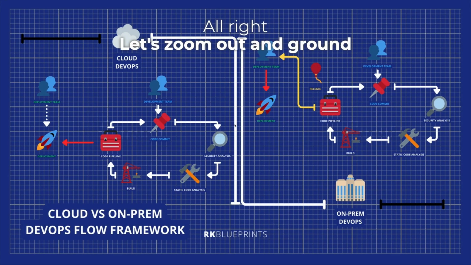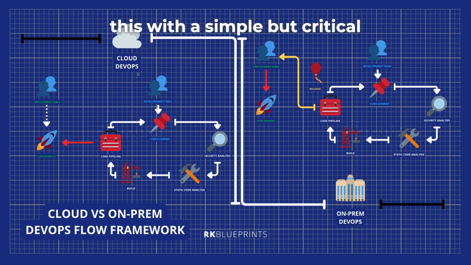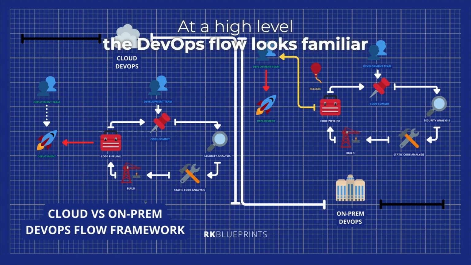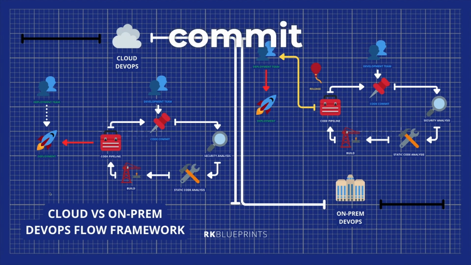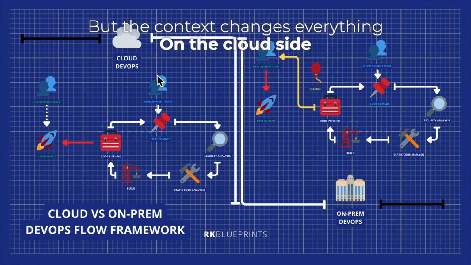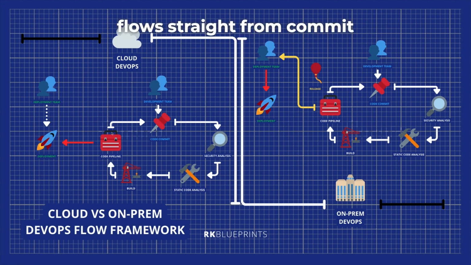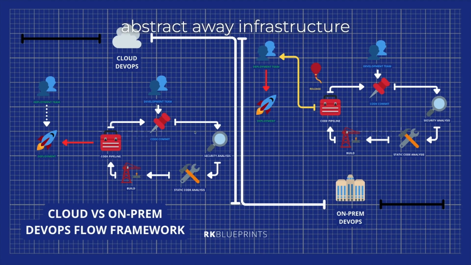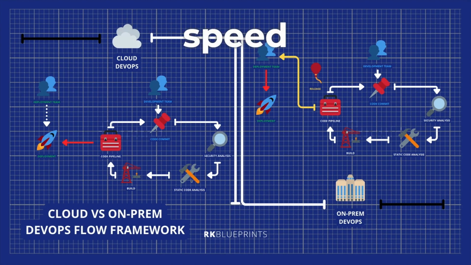All right, let's zoom out and ground this with a simple but critical distinction. Cloud DevOps versus on-prem DevOps. At a high level, the DevOps flow looks familiar on both sides. Code commit, build, security analysis, pipeline, deployment. But the context changes everything. On the cloud side, the pipeline flows straight from commit through automation into deployment. Cloud platforms abstract away infrastructure concerns so teams can focus on speed, feedback, and iteration. Fewer steps, fewer handoffs, faster delivery.